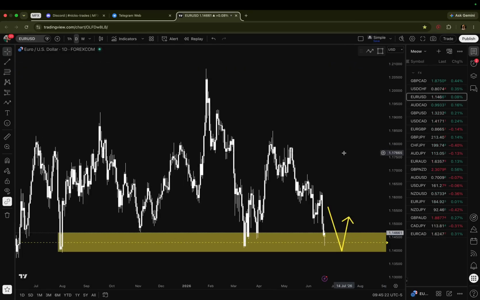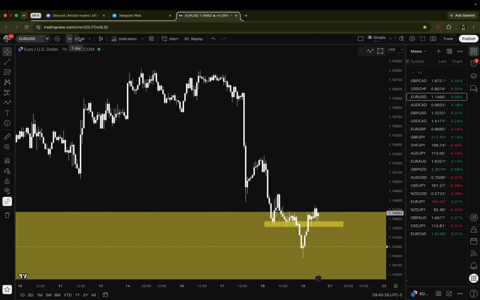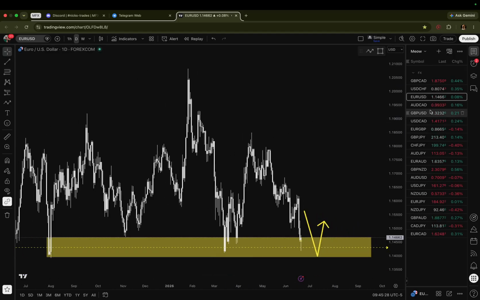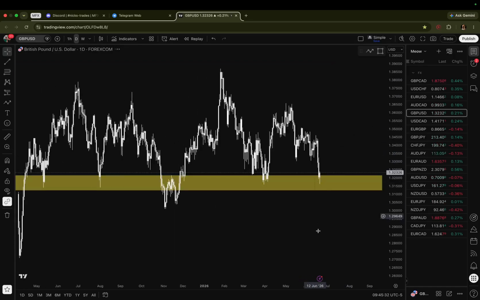Euro USD, I'll be looking to buy here pretty soon. Looks like we're bouncing there. I'll be looking to get in soon. AUD CAD, I'll be looking to sell pretty soon. And then GBP USD, we'll see. I like Euro USD better, like I said.